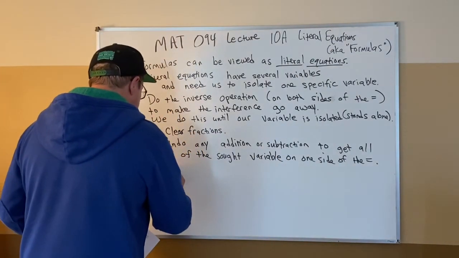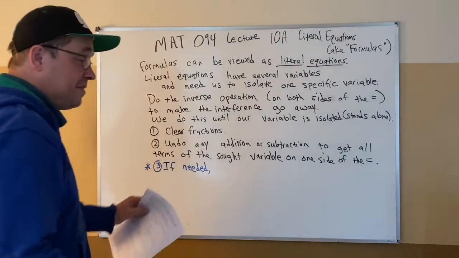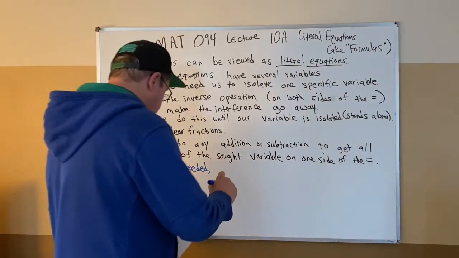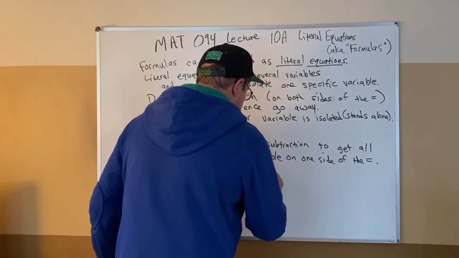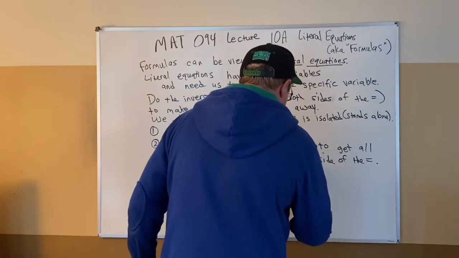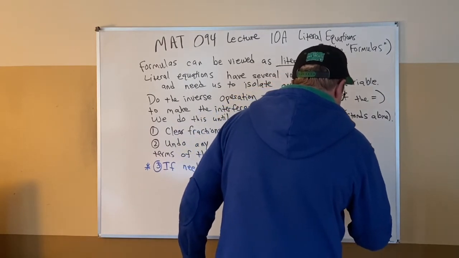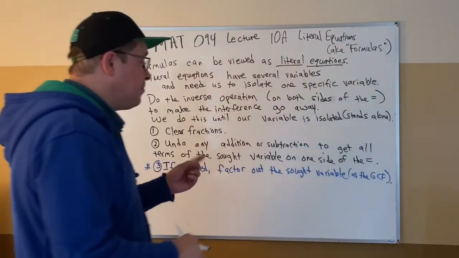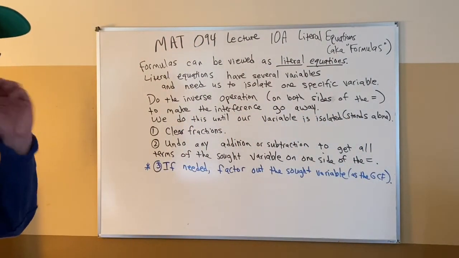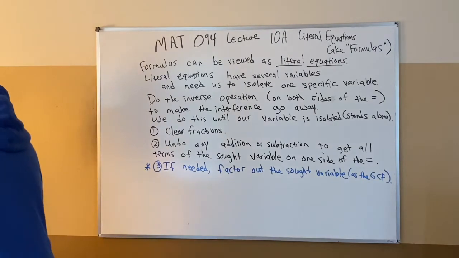But I'll put out here, and of course it's implied that it's if needed, so it won't be needed in our class. But if you're in a 136 class, it very well might be needed to have you factor out the sought variable as the GCF. And once you learn how to factor out the GCF, you'll know what factoring is more so then, and you'll have an understanding of why we do this. But then it comes back to this step.